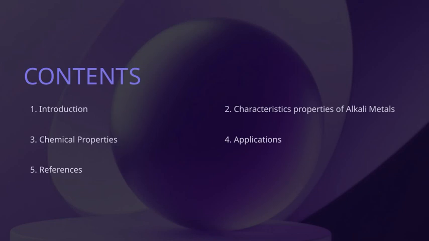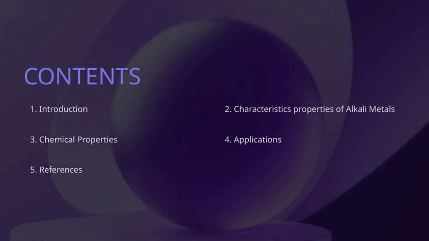Now, moving on to slide 2, which covers the applications of alkali metals. As we explore this, it's important to recognize that these metals are quite versatile and have a variety of uses across different industries. For example, alkali metals like sodium and potassium are essential in the production of chemicals, including soaps and glass. They also play a crucial role in the manufacturing of fertilizers, which are vital for agriculture.